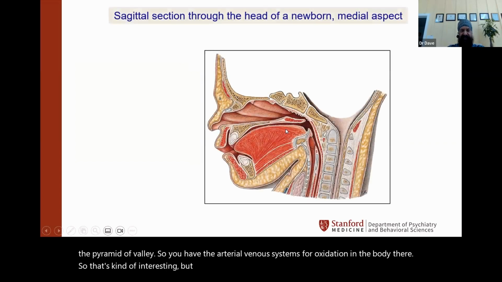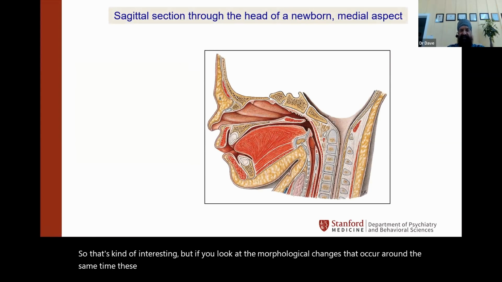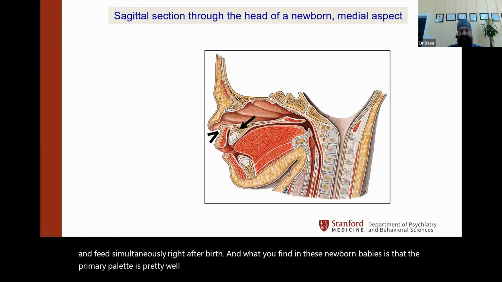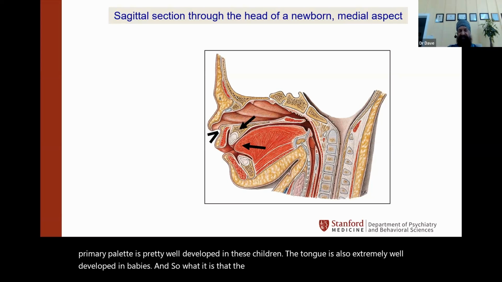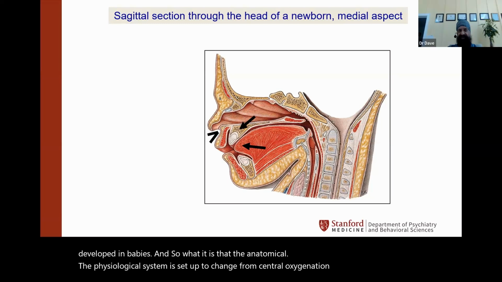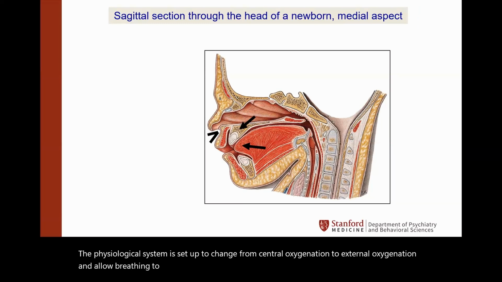But if you look at the morphological changes that occur around the same time, these two efforts are coordinated. And so this child has to be able to breathe and feed simultaneously right after birth. And what you find in these newborn babies is that the primary palate is pretty well developed in these children. The tongue is also extremely well developed in babies. And so the anatomical and physiological system is set up to change from placental oxygenation to external oxygenation and allow breathing to occur and feeding.